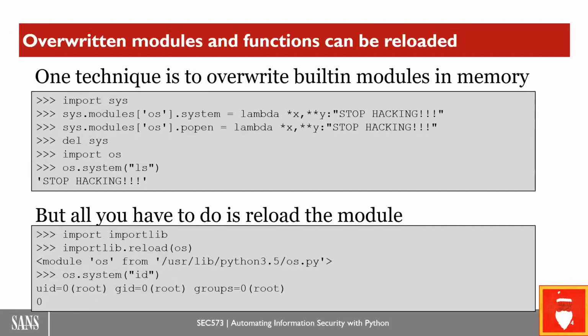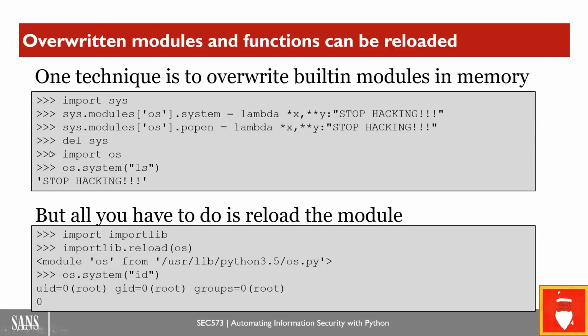So one technique that systems administrators will use is to override the modules that are in memory on a system with other functions. In this case, I'm importing the sys module. Sys is where you would go to get access to the modules that are built in to Python and loaded in memory by the Python interpreter. Inside this sys module, I'm going to go into modules, os, system, and overwrite the system function with a function that just prints "stop hacking." I'll do the same thing for the popen function, overwriting it with a function that just says "stop hacking." Then once I've overwritten those functions in memory, I can delete the sys module.